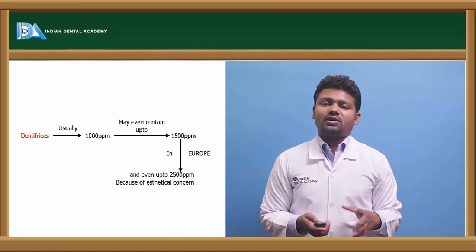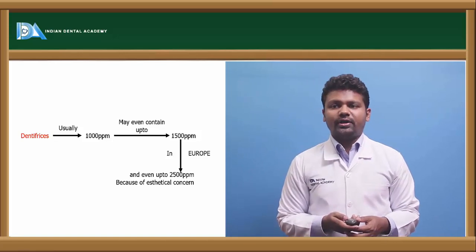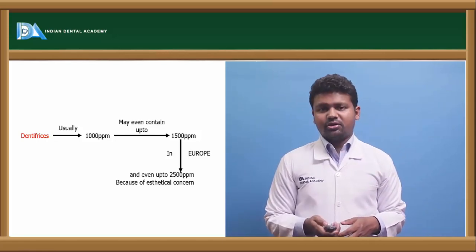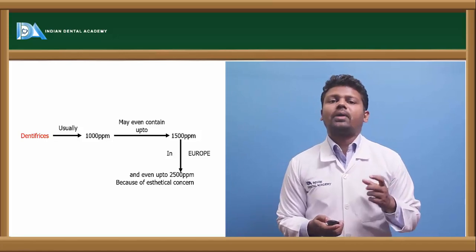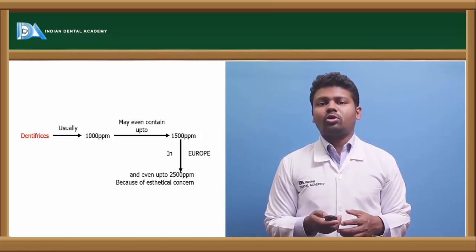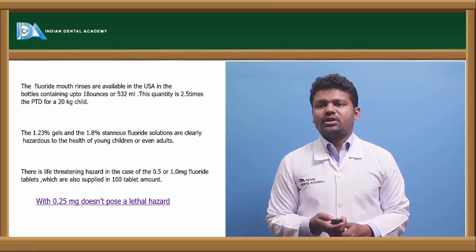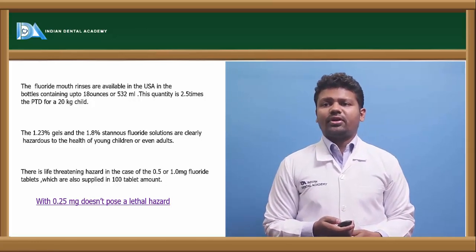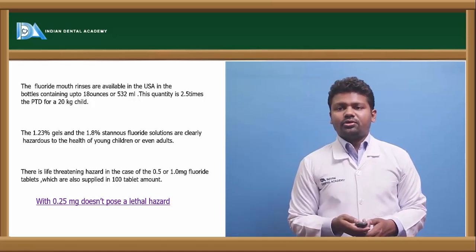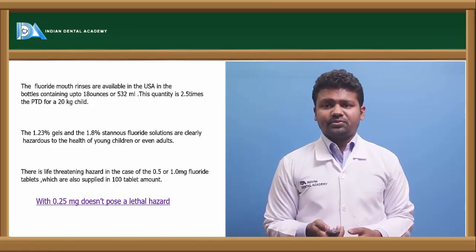Now, the use of dentifrices. In one dentifrice packet, there is almost 1000 ppm of fluoride, and it may even go up to 1500 ppm. In Europe, due to aesthetic concern, it has been used in high concentration. So while brushing the teeth, you have to take a required amount of dentifrice, and while brushing for children, they should be given a small amount, as dentifrices contain a high amount of fluoride. Fluoride mouth rinses are available in the USA. Bottles containing 18 ounces or 532 ml of fluoride are 2.5 times the safely tolerated dose, you can say. The one with 0.25 milligram doesn't pose a lethal hazard in the USA.